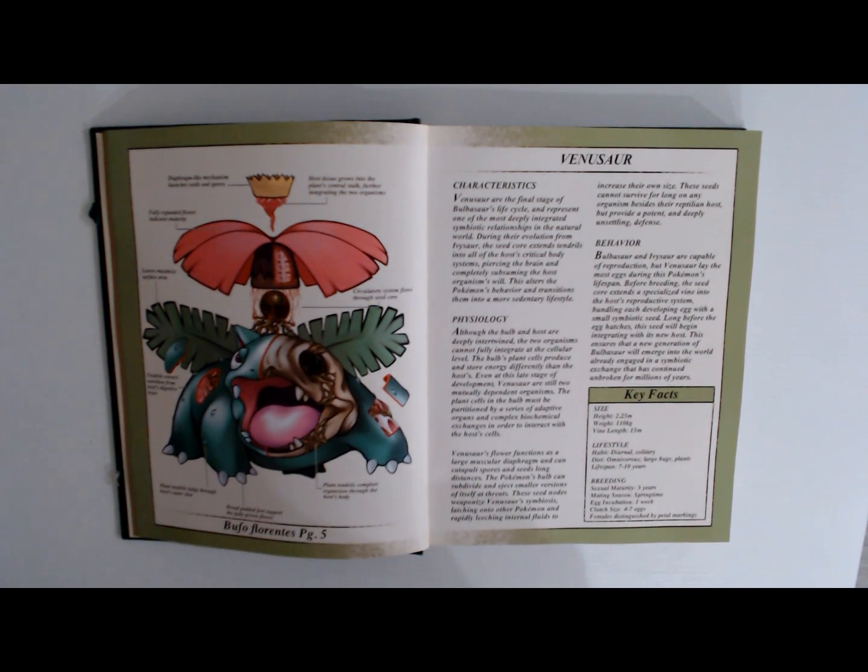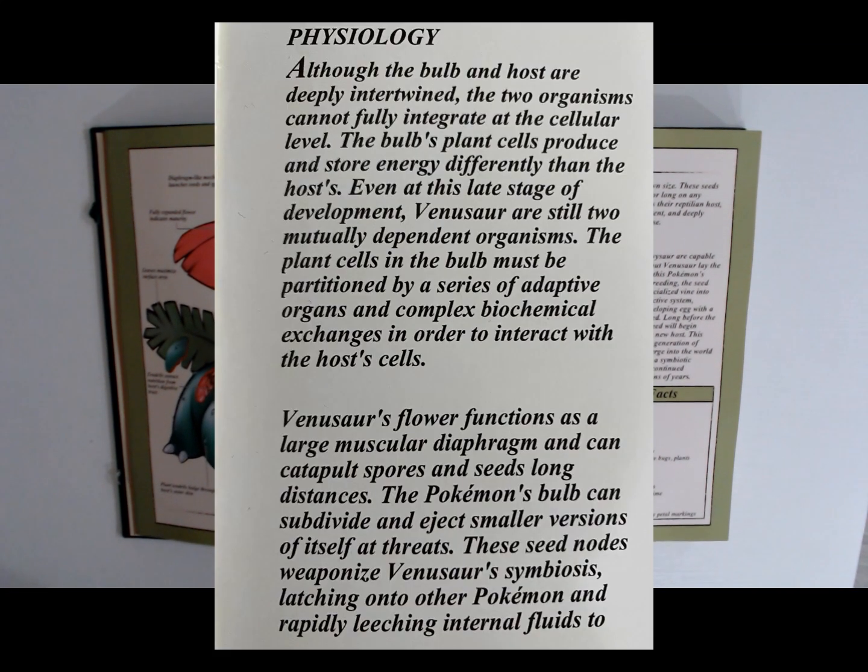In section 2, we have physiology. Although the bulb and the host are deeply intertwined, the two organisms cannot fully integrate at the cellular level. The bulb plant cells produce and store energy differently than the host. Even at this late stage of development, Venusaur are still two mutually dependent organisms. The plant cells in the bulb must be partitioned by a series of adaptive organs and complex biochemical exchanges in order to interact with the host cells.